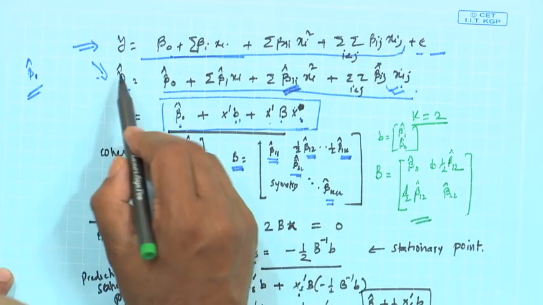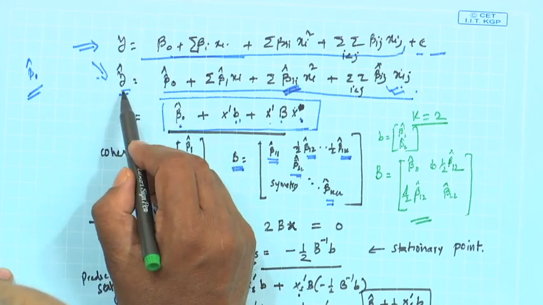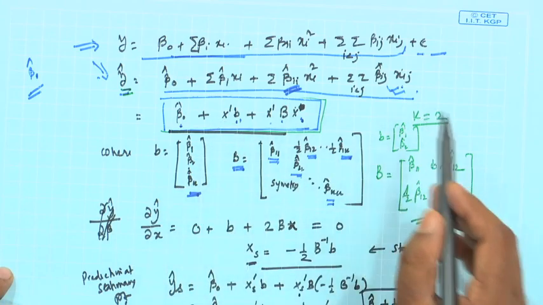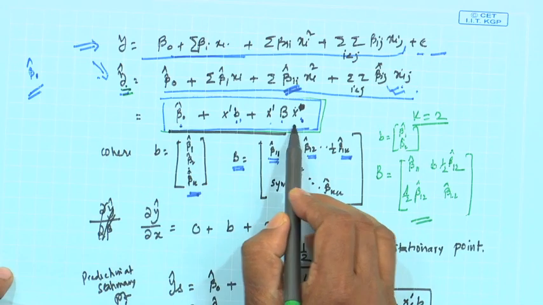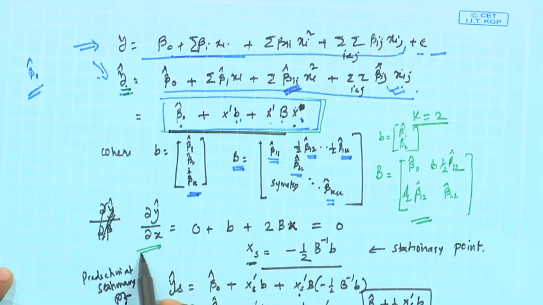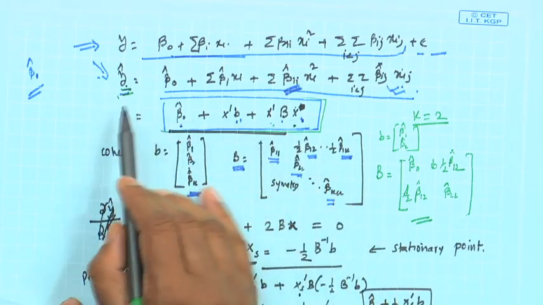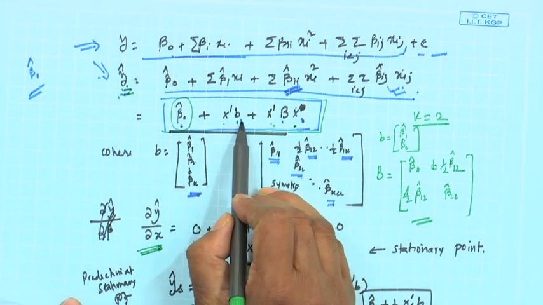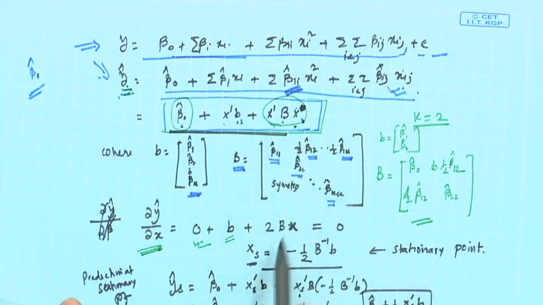Now, we can say that our fitted response surface is y cap equal to this, and the location of the stationary point is where del y cap by del x is 0. So, del y cap by del x equal to 0. If you take the derivative with respect to x, then beta 0 being the constant, its derivative will become 0, the derivative of x transpose b will be small b, and for the quadratic term there will be 2 times capital B into x.